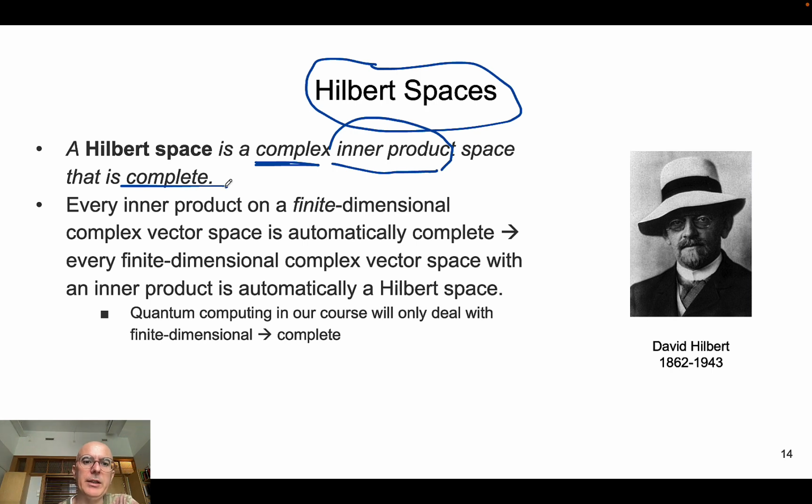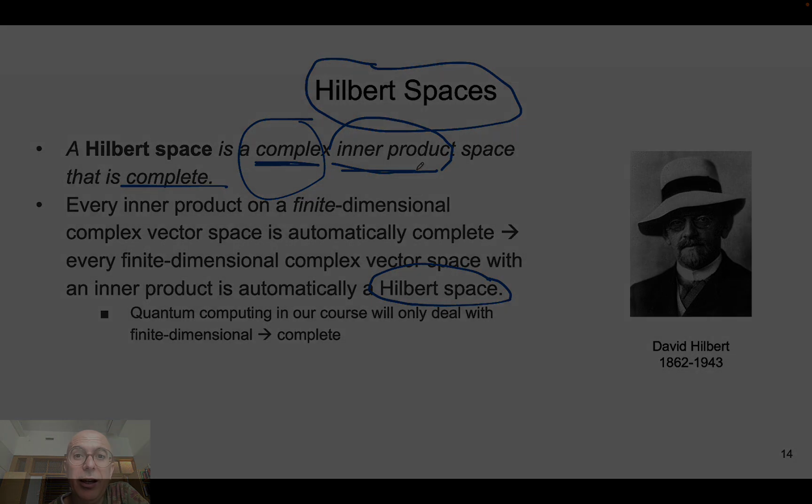Every inner product on a finite dimensional complex vector space is automatically complete, and therefore every finite dimensional complex vector space with an inner product is automatically a Hilbert space. So most importantly, when doing quantum computing, we will always deal with Hilbert space. And therefore, I really wanted to introduce you, even though it's a little bit in a rush, to the concept of Hilbert space. So remember, we are dealing with complex numbers, and then we have associated operations on this space. So this is the last slide of this lecture, and talk to you soon.